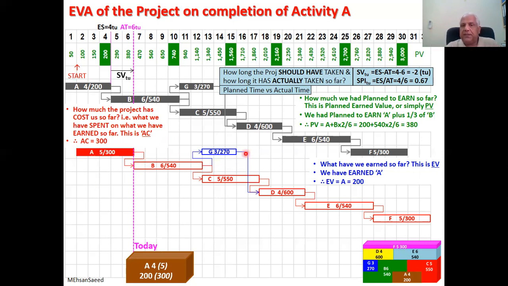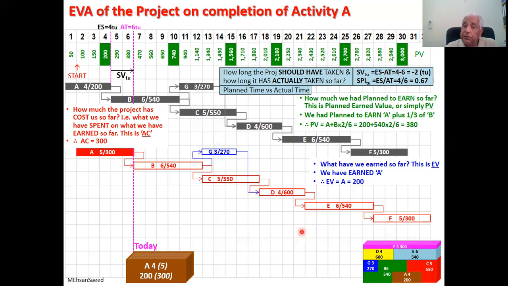So having found these 3 basic parameters, planned value, earned value, and actual cost, we are now in a position to make a few more comparisons. We compare earned value with planned value and get an indication, an inkling of time. And when we compare earned value with actual cost, we get an inkling of cost, budget. Where is the project going in terms of budget? So let's make the first comparison, earned value versus planned value. The question to ask is, what have we earned and what had we planned to earn?